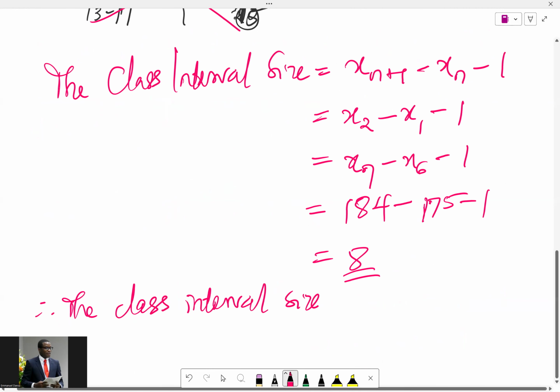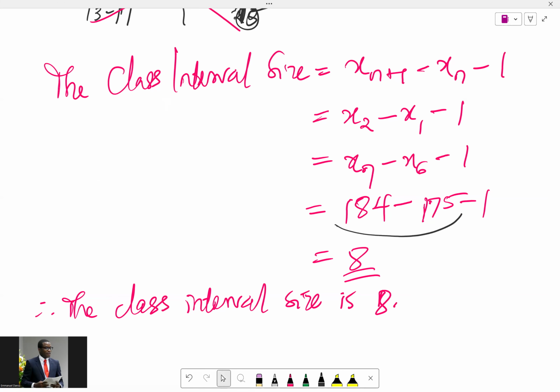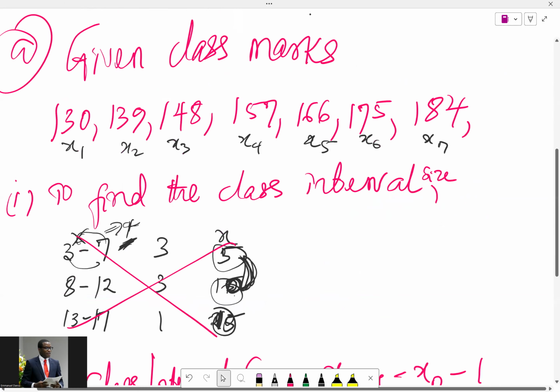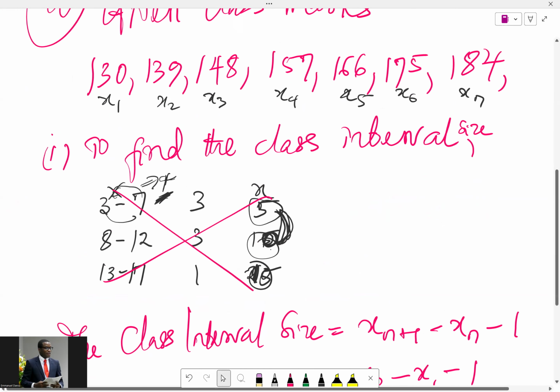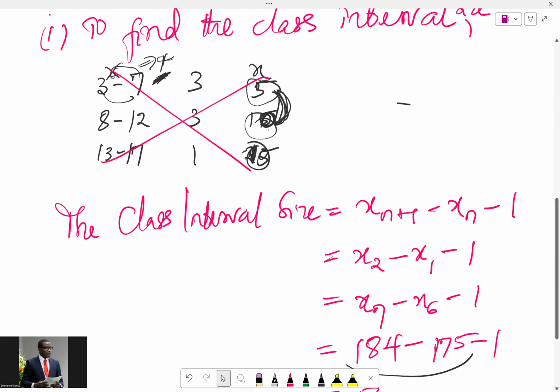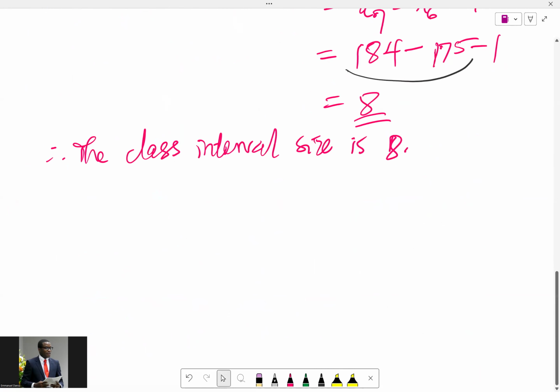I speculate that in some situations they'll just stop at 184 minus 175 and the answer is 9. But based on the logic I used the other time, it depends on how you see it, like counting from 3 to 7: 3, 4, 5, 6, 7. By my interpretation, by what we've been doing so far, I'd rather subtract 1 so that the class interval size is 8. So be careful to do exactly what you're taught in class.